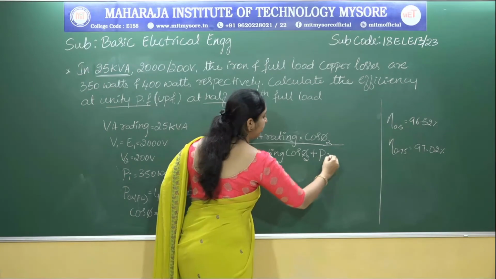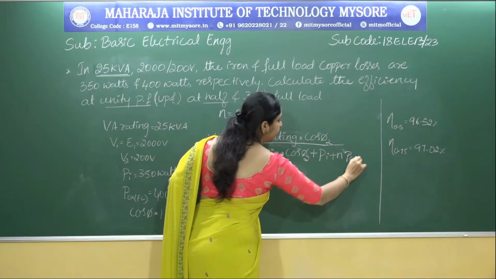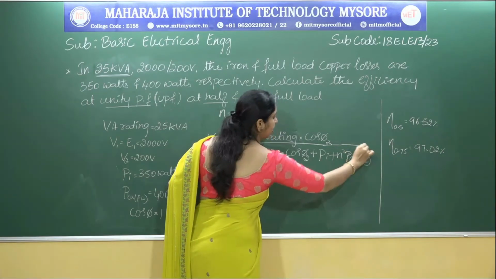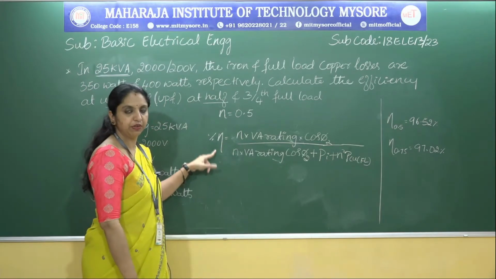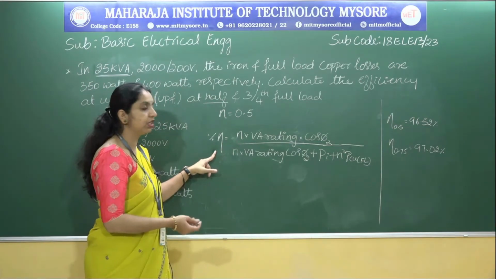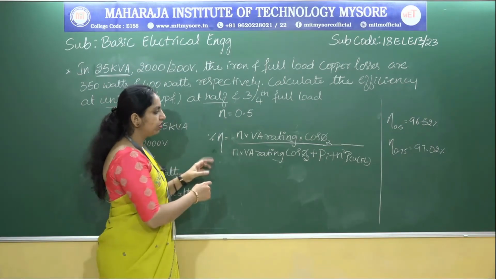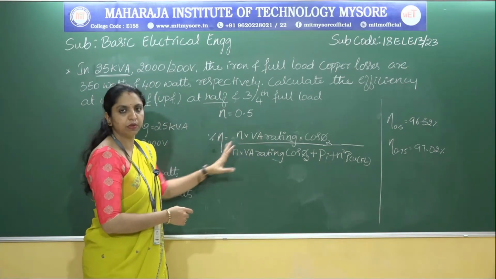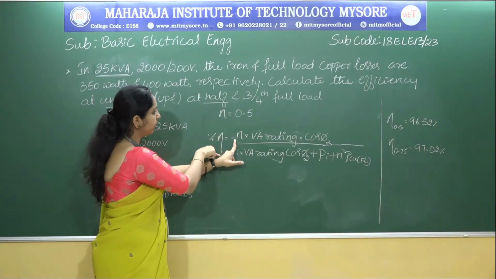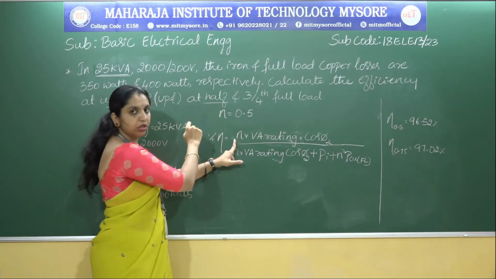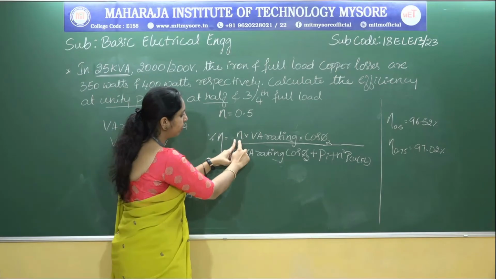What is the next term? Pi plus N square into PCU full load. This is the equation of the efficiency of a transformer for the fractional load, considering N in the equation. Now we need to substitute all the values here. All the values are provided in the problem. Remember, we are finding the efficiency value for the half load, so N is equal to 0.5. Substitute N is equal to 0.5 here.